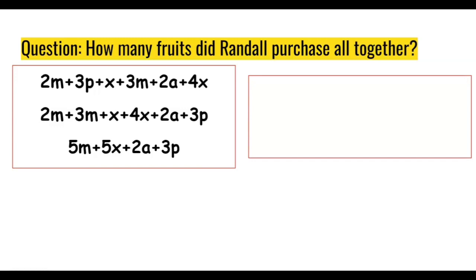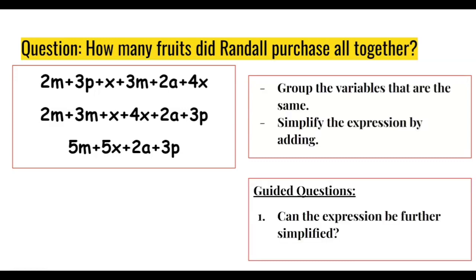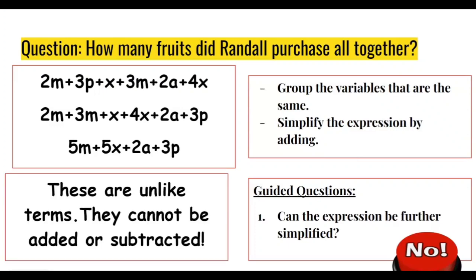We would write 2A and 3B. But could we simplify it further? Can it be further simplified? What do you think? No, it cannot be further simplified. Why? Because all of these variables are different. Different variables would make the terms unlike terms, because they are talking about two different things. We cannot add or subtract unlike terms. So there is no way to add bananas plus mangoes to get banana or mango. Because of that, we have to leave it as is. So 5M plus 5X plus 2A plus 3B would already be in a very simple form.